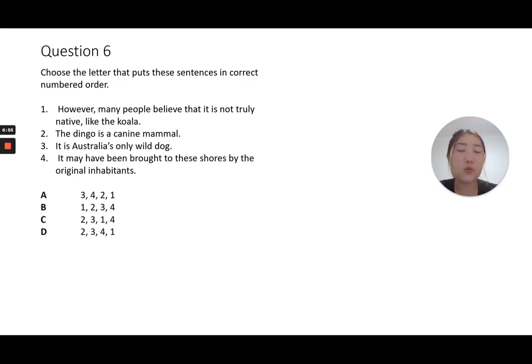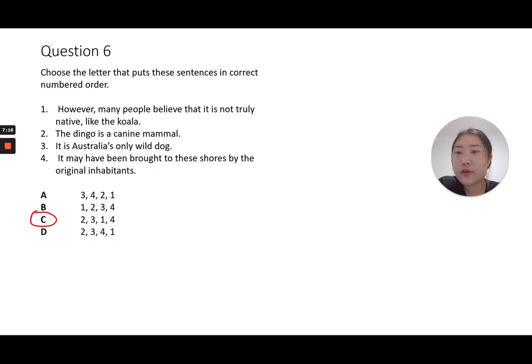Alright, 6. Choose the letter that puts the sentences in correct numbered order. Remember, for these ones, we want to find where the kind of like terms are. So for each sentence to make sense and be in a logical order, it needs to refer to the previous sentence in some way. So the answer for this one was C, and let's check how that makes sense.